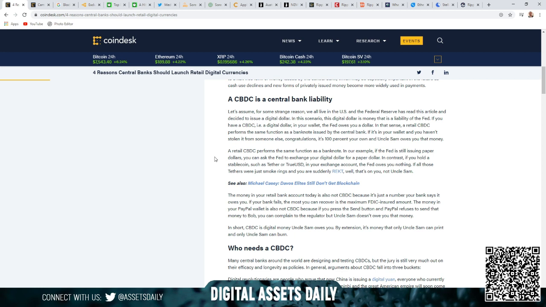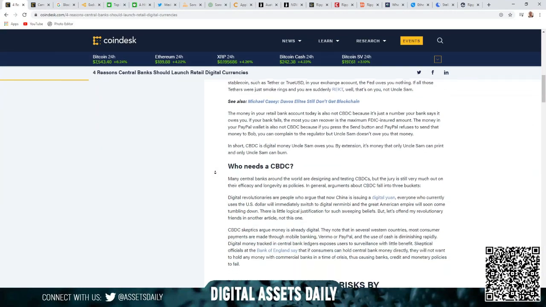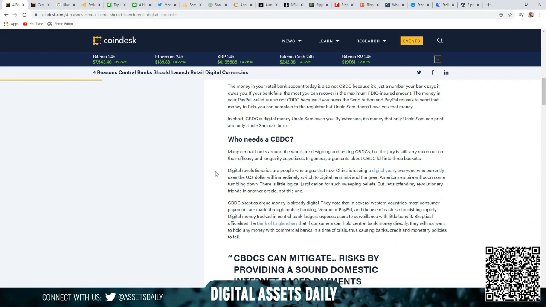In contrast, if you hold a stable coin, such as Tether or True USD, in your exchange account, the Fed owes you nothing. If all those tethers were just smoke rings and you are suddenly wrecked, well, that's on you, not Uncle Sam. The money in your retail bank account today is also not CBDC, because it's just a number in your bank. It says it owes you. If your bank falls or fails, the most you can recover is the maximum FDIC insured amount. Currently, that amount is still $250,000 USD per account.